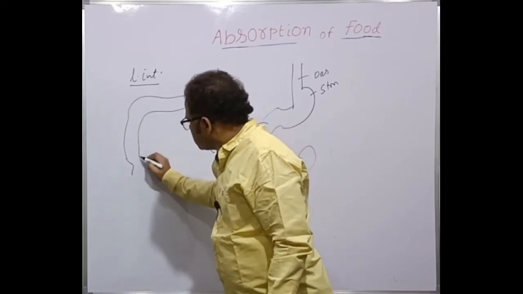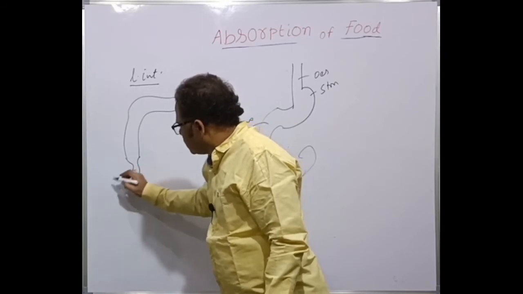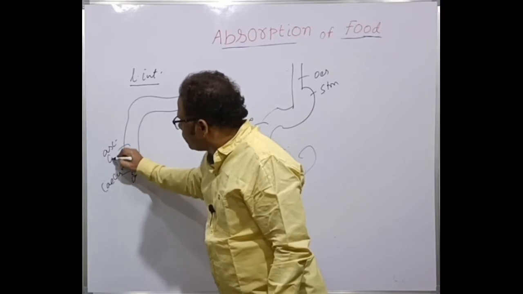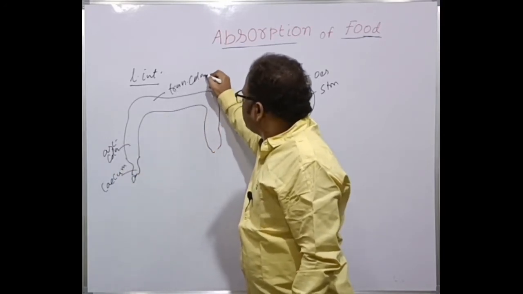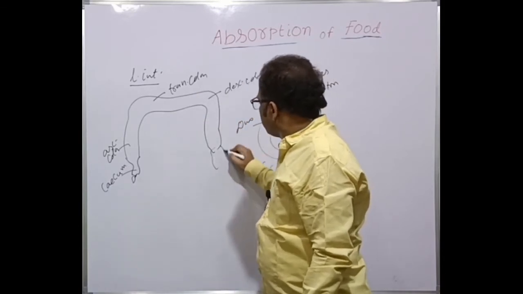So here is a very small part, the cecum. Here is the vermiform appendix. This is the cecum, then the ascending colon, transverse colon and descending colon. And here is the rectum.